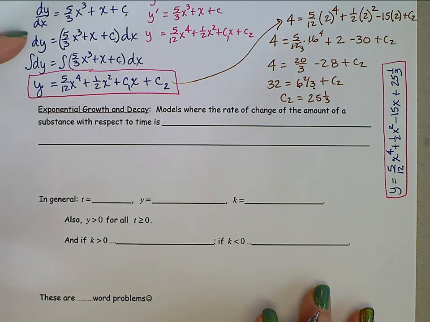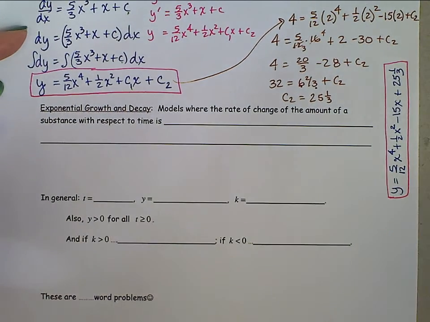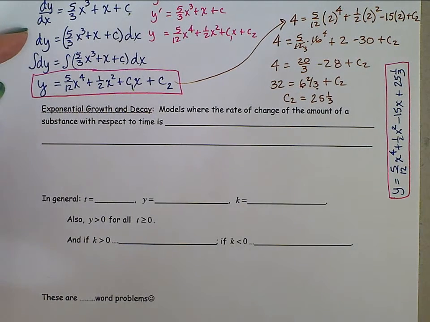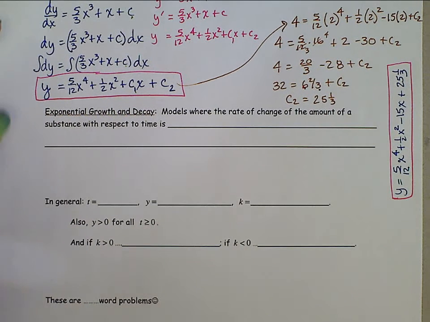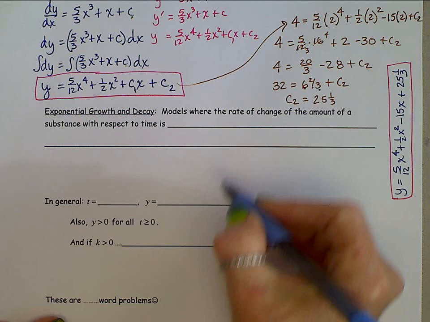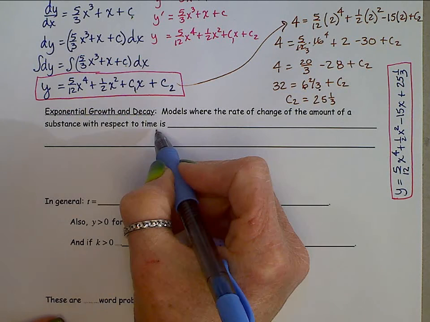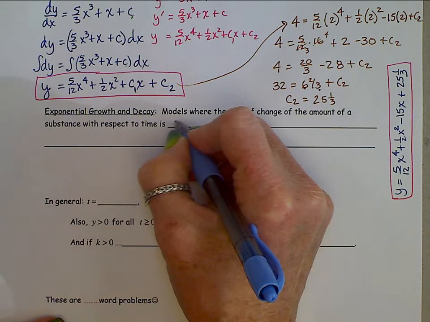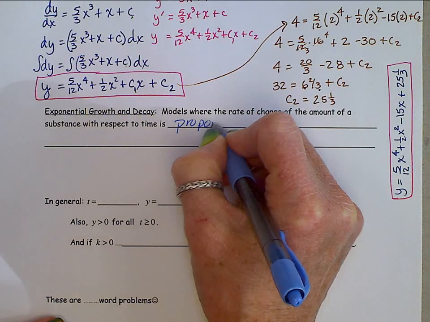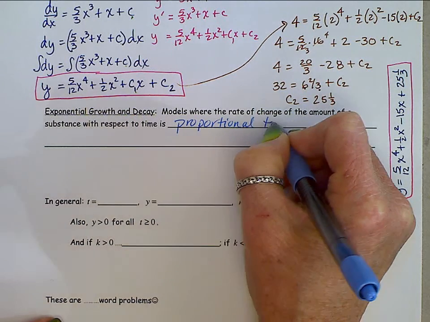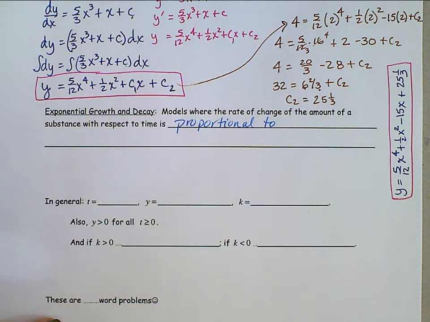Okay, moving on and talking about exponential growth and decay. Exponential growth and decay are models where the rate of change of the amount of a substance with respect to time is proportional to the amount of substance at a given time.